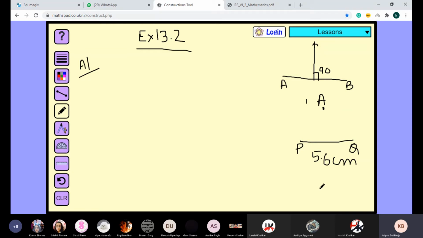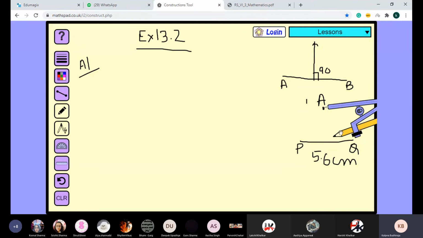Now what you are going to do, by now you will keep your compass here. Let me show you how you are going to keep your compass. First look at the position. आपने point A पे लिया, ठीक है? Now you will open your compass.